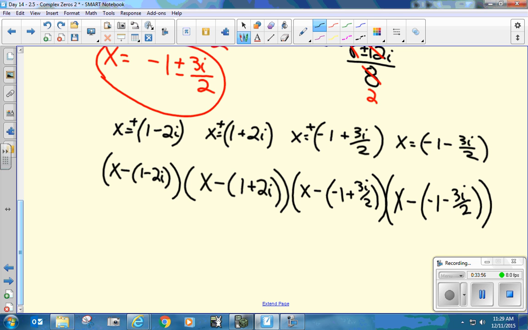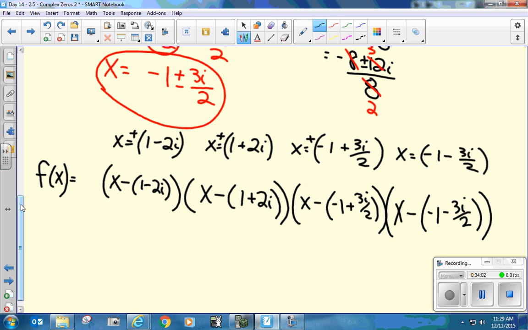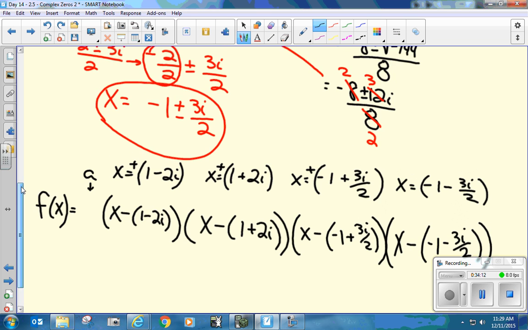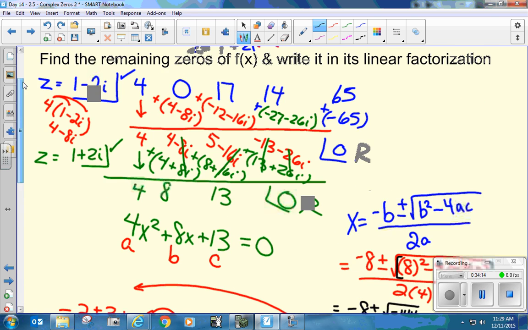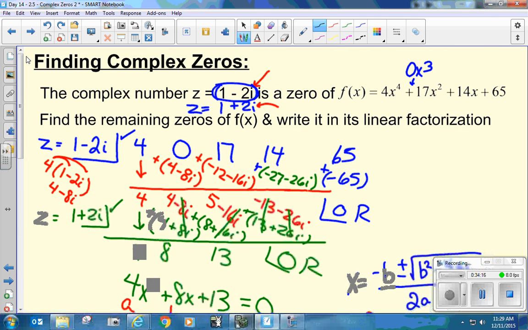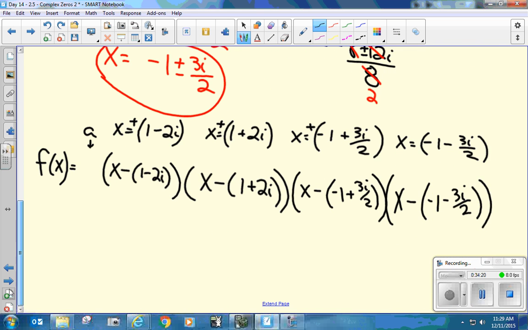Am I done? Is this my f of x? Why am I not done? We have to add the 4 first. Yes, thank you very much. Remember our a that goes here? If I multiply these all together, my first term will be x to the 4th, because I'm multiplying x by itself 4 times, but it needs to be 4x to the 4th. So I have to make sure I put my 4 right there, and that's my answer.